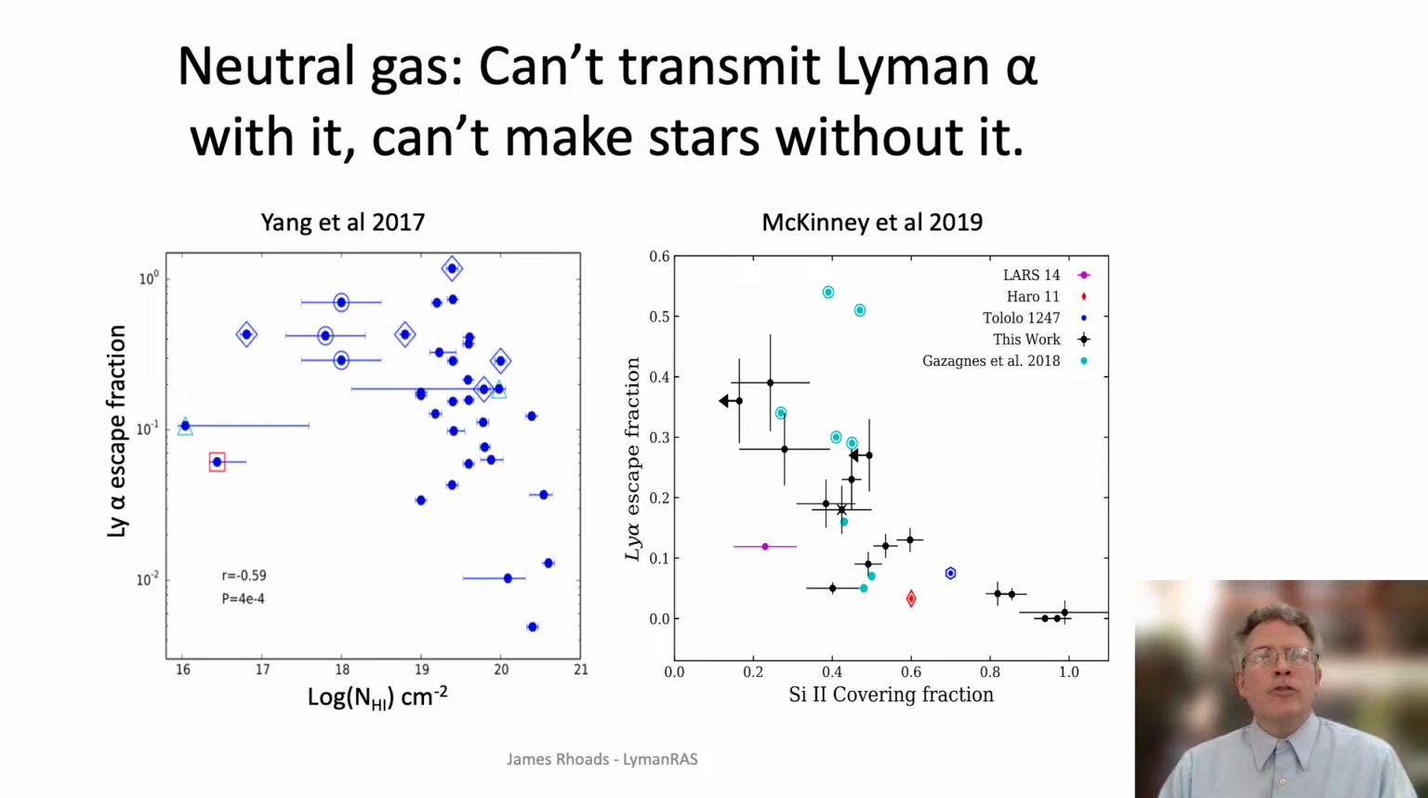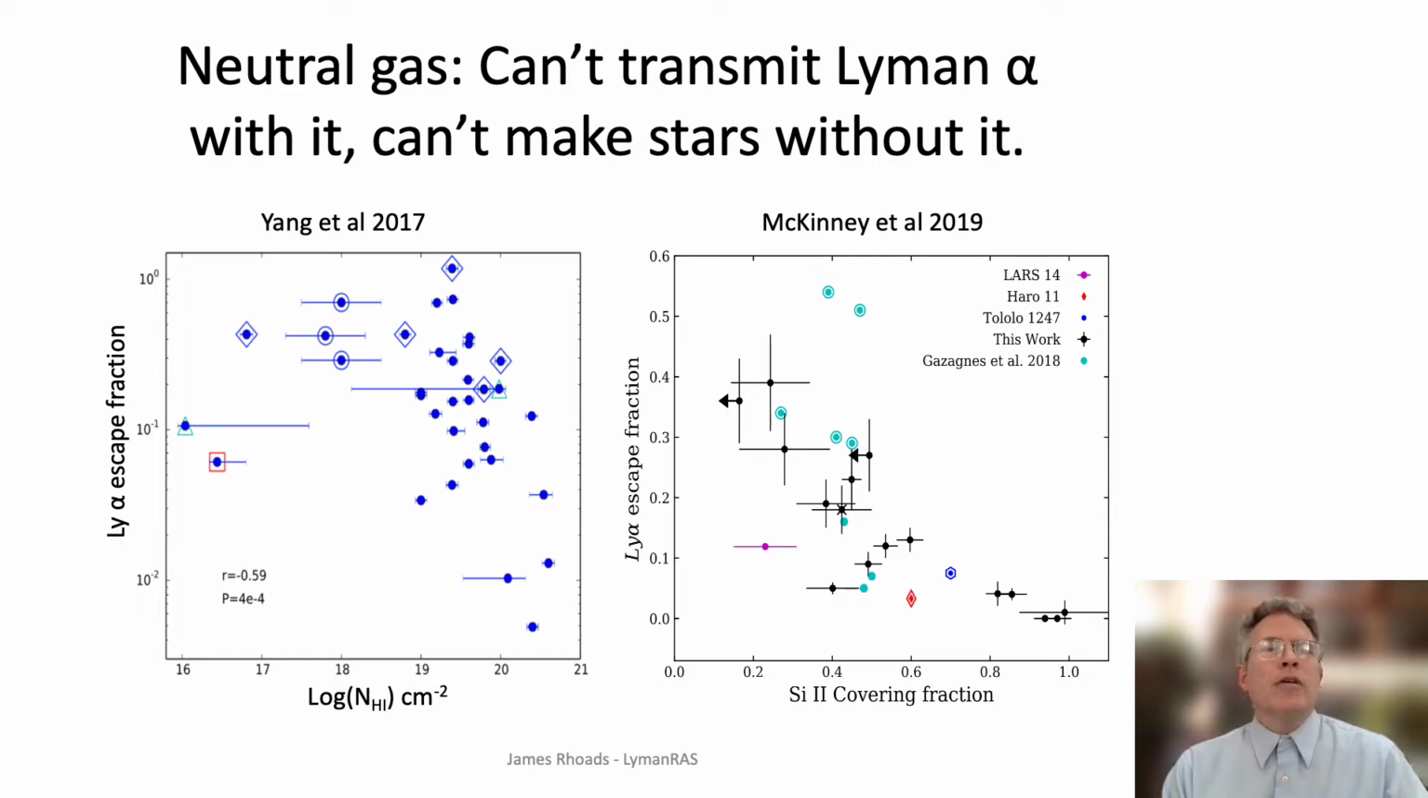And on the other hand, neutral gas blocks the escape of Lyman alpha photons from these galaxies, and Lyman continuum as well. So this is a pair of plots, one from Huan Yang's later paper in 2017, and the other from McKinney et al. a couple of years later. Both are plotting Lyman alpha escape fraction on the y-axis and a measure of the gas on the x-axis. For the Yang et al., the measure of gas is the HI column density, which is measured in this case by fits to the Lyman alpha profiles as shown on the previous slide.